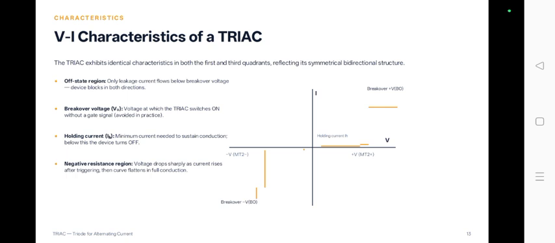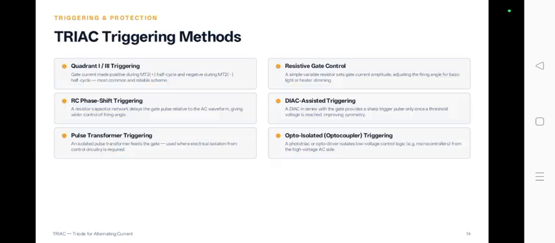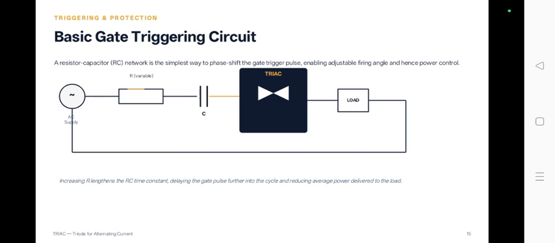Next is the VI graph of the TRIAC. Next, triggering methods: RC phase shift triggering, pulse transformer triggering, resistive gate control, DIAC assisted triggering, and opto-isolator triggering. Next are the basic gate triggering circuits of the TRIAC.